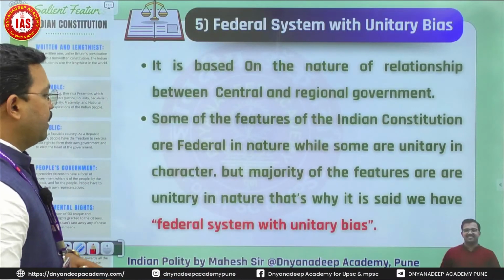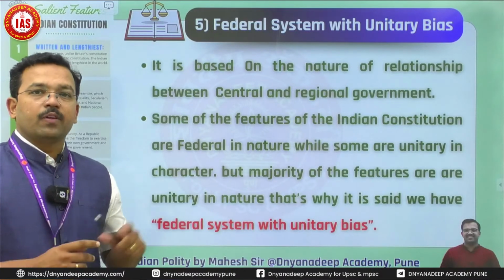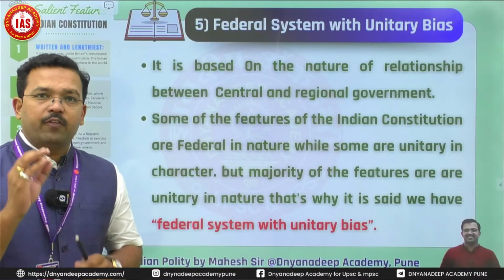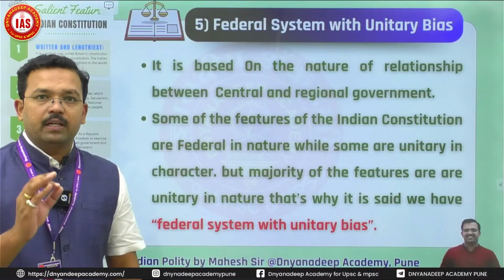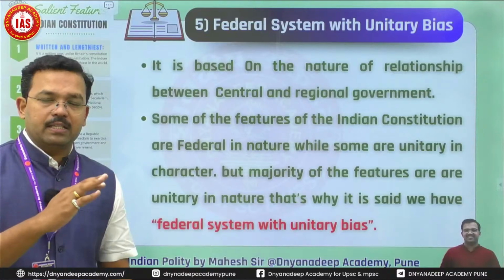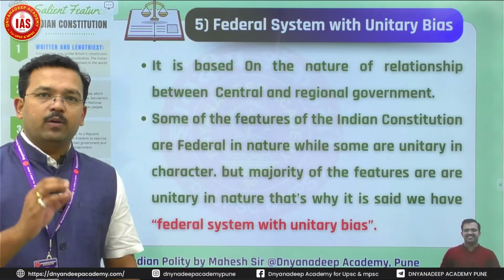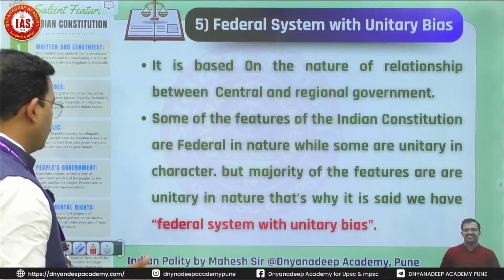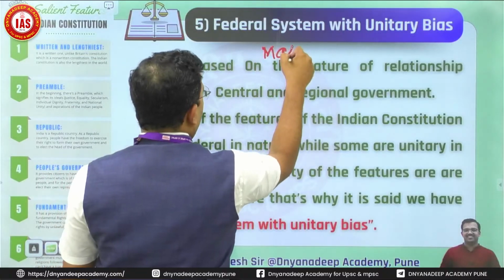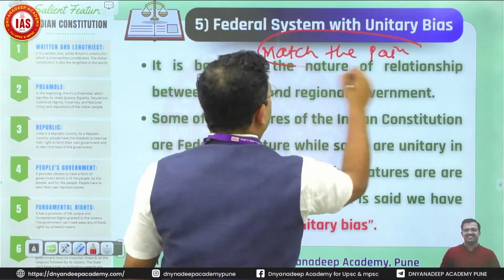We have a federal system with unitary bias. So basically, it is based on the political setup of a nation. Which kind of political setup is available with the nation? We call that particular nation a federation or unitary state or union of states or confederation. We'll try to understand these four words. The four words that I'm going to explain will be useful for the topic known as match the pairs.